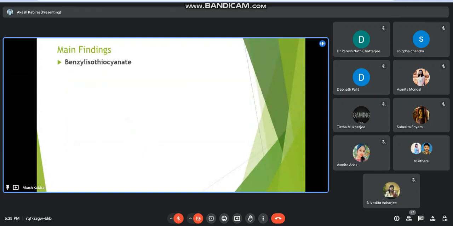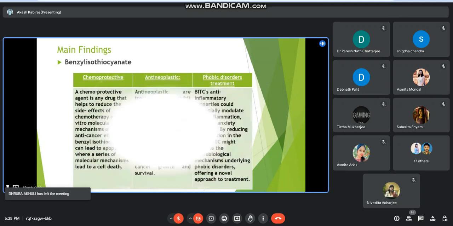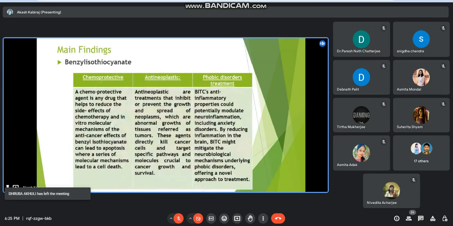Next will be benzylisothiocyanate. The main findings which I have listed here are chemoprotective agent, anti-neoplastic, and phobic disorder treatments. Chemoprotective means how we can prevent the side effects of chemotherapy. BITC, short for benzylisothiocyanate, helps through in vitro molecular mechanisms, and it potentially decreases the permanent damage that chemotherapy has caused to our bodily tissues.